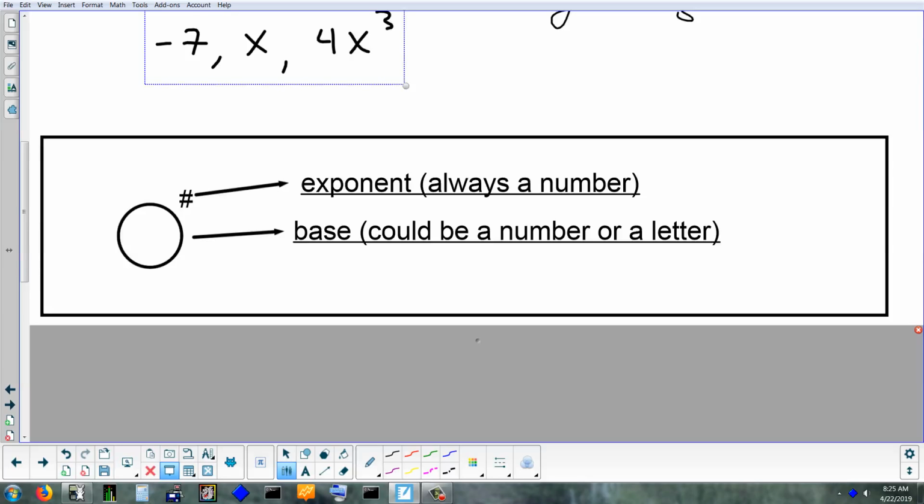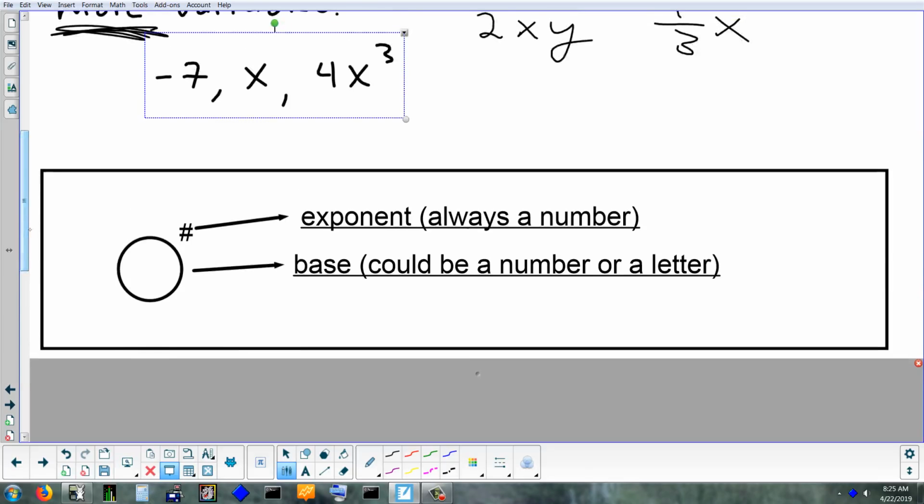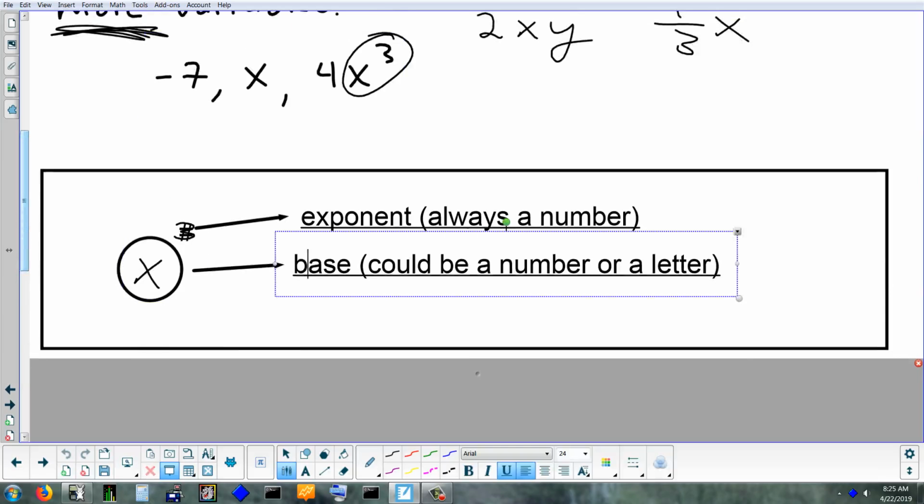The number or the thing, because it could be a letter, the thing that's lower than the power or the exponent is the base. So nothing goes in the circle? Yeah, in this case, if I was going to put this in this template right here, I'd put the x there and I'd put the 3 there. Okay, x cubed. So whatever's in the circle, that's your base. I'm just showing you guys the difference.